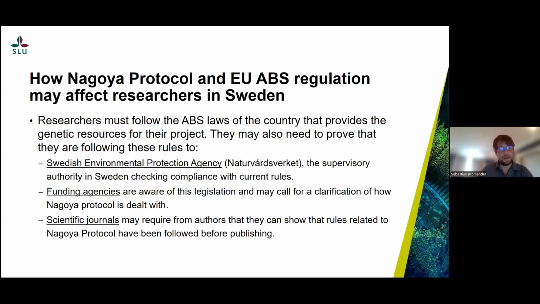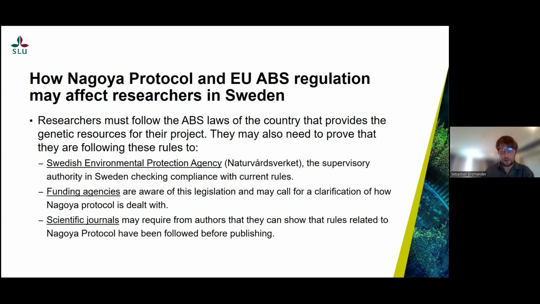A common question that I get from the researchers at my university is: okay, but how does this affect me? Is this not just legislation at a national level between countries? And actually it does affect researchers, and it may do so in different ways. I'm giving 3 examples of ways researchers may be affected in specific research projects.